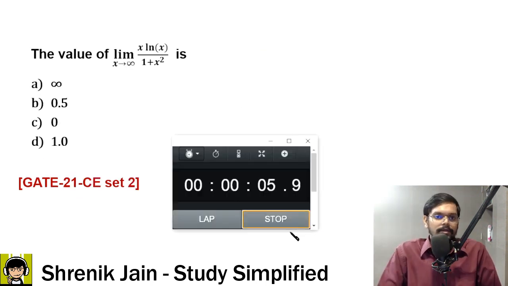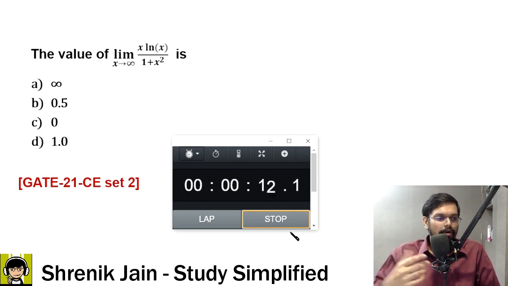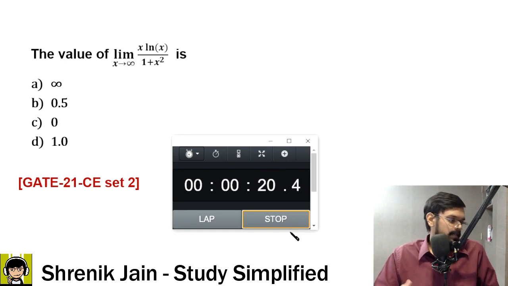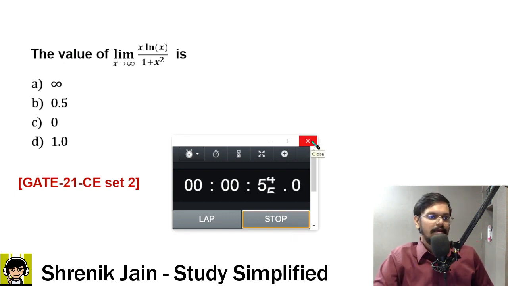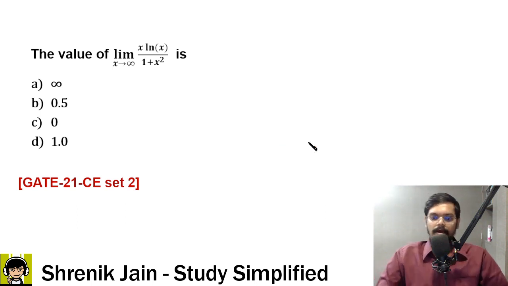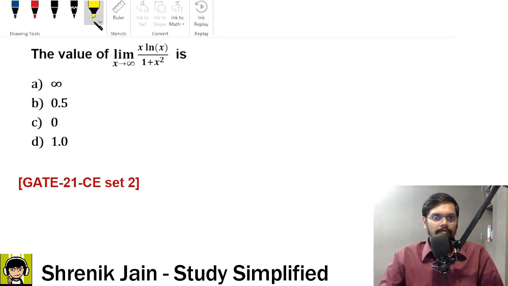Okay, come on. By the way, calculus is the heart of mathematics. So a lot of questions you will get from these topics. The value of the limit is what? Infinity, 0.5, 0, 1. Tell me. So now we have 5, 4, 3, 2, 1. Tada. What happened, Nishant? You didn't get the answer? This was very simple.